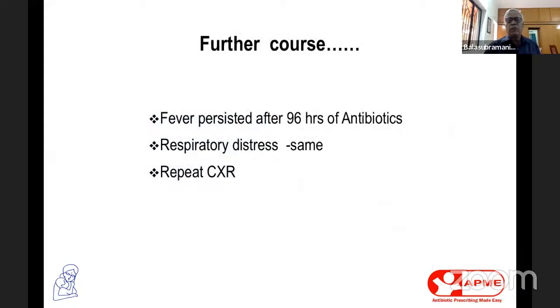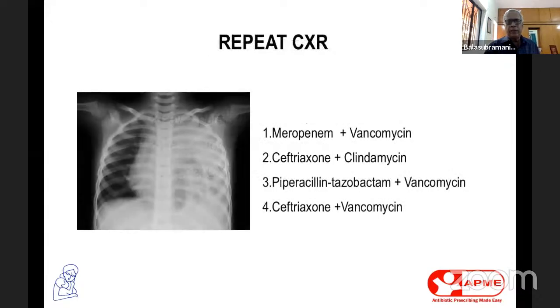96 hours, fever persisting, respiratory distress same. Obviously, you do an X-ray. X-ray is taken. The left lung is opaque. Now you're going to escalate, isn't it? So escalate to what? Meropenem plus vancomycin, the time-tested combination when somebody is very ill.